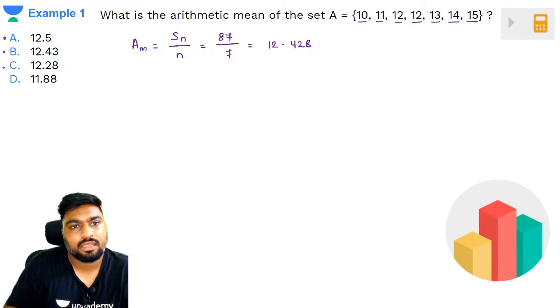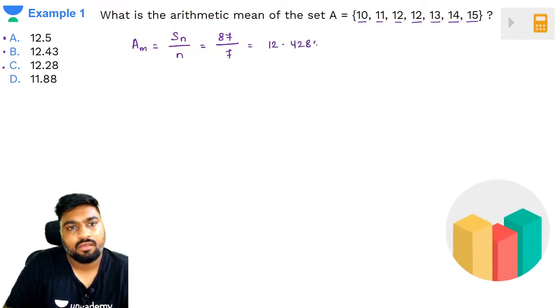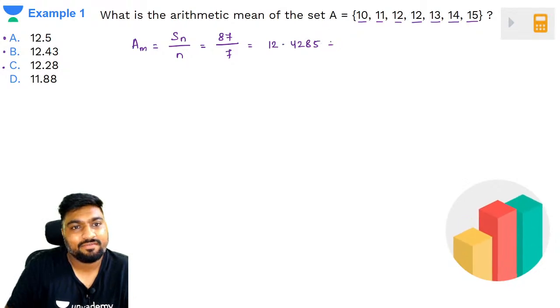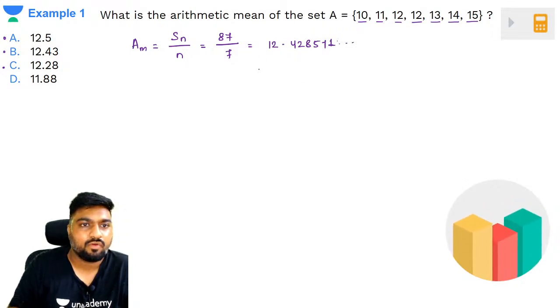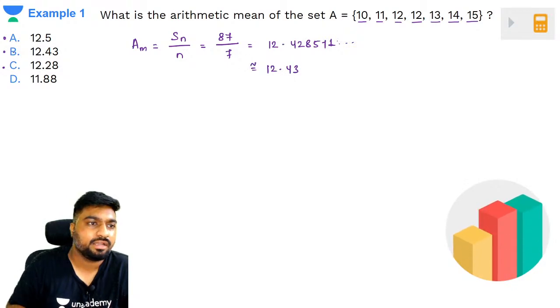44 to 8, 5, 1, 7. 5, 7, 1, and so on. Correct? So approximately it is what? 12.43. Approximately 12.43. So B is right.